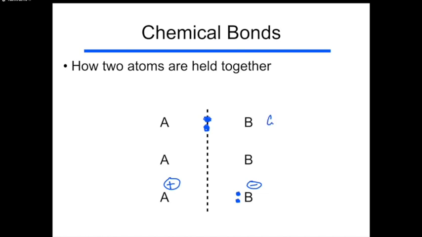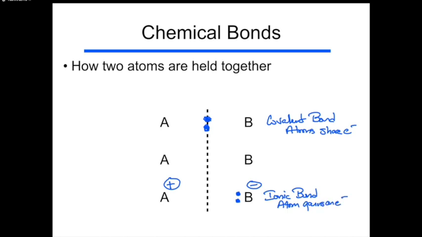The top one is called a covalent bond. The bottom is called an ionic bond. The atoms share electrons in a covalent bond, and in the ionic bond, an atom gains an electron, and one of the atoms will lose an electron. And so I have a positive and a negative, and remember, opposites attract.